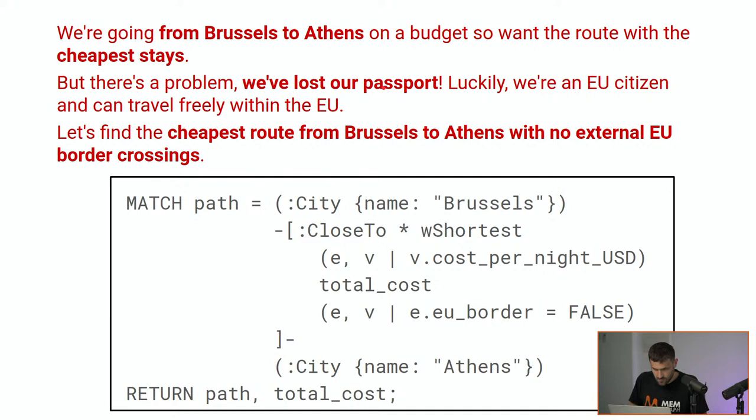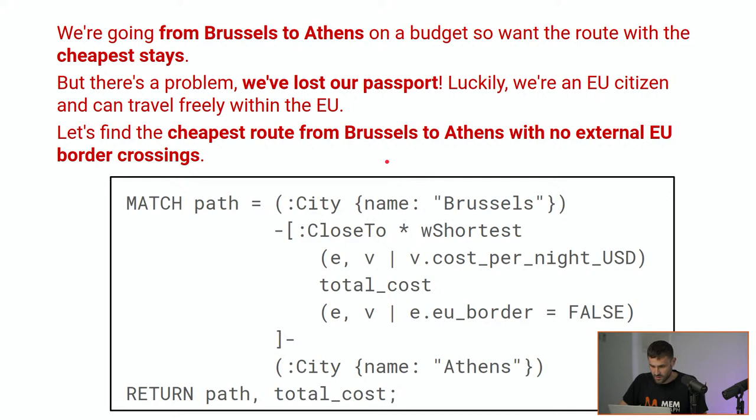So to showcase that, the idea is to go from Brussels to Athens, but to do that on a budget. Basically, the travel between these cities is free because we are backpacking, but having a place to stay costs us something. And that means that we have to get the cheapest stay on each node in the graph, or in each city that we visit. An additional constraint is that we lost our passport and we want to go only through the countries that are in Europe, so that we only need an identity card.